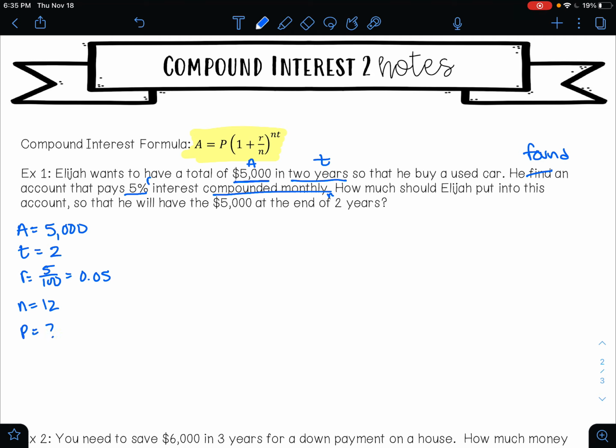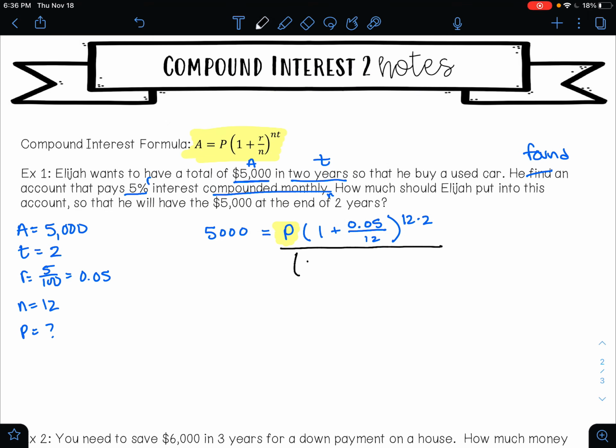So let's plug in what we do know into our equation. So I'm going to have $5,000 equals P times 1 plus 0.05 over 12, raised to the 12 times 2 power. I want to solve for P. P is being multiplied by this whole thing. How do you undo multiplication? Division. So we are going to divide by this entire thing.